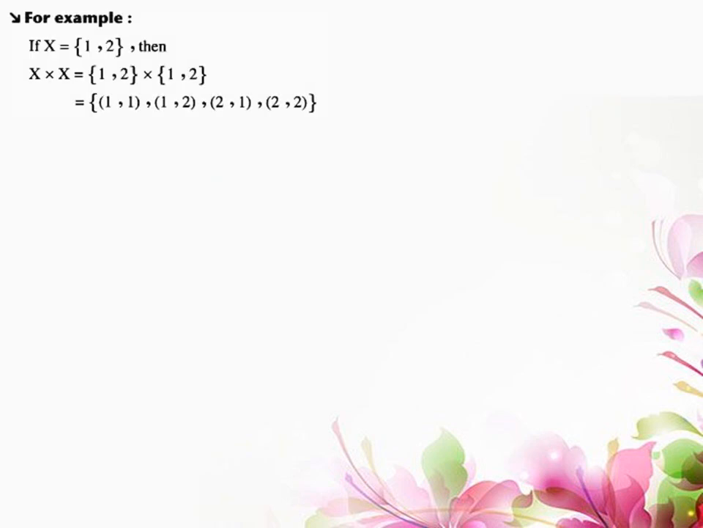Let's understand it more with another example. If x is {1, 2}, then x cross x, the Cartesian product of x with itself, will be (1, 1), (1, 2), (2, 1), (2, 2). 4 elements, 4 ordered pairs.